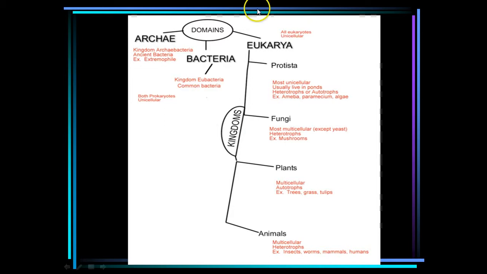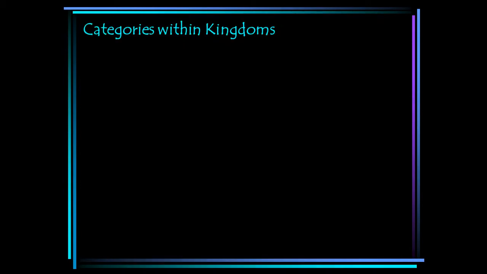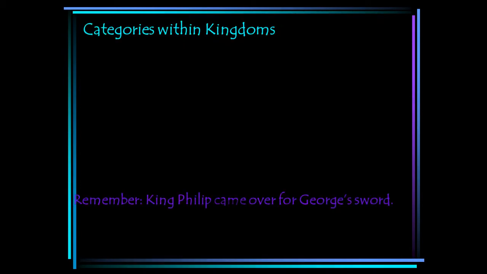This is an example of how the 6 kingdoms are broken down. You have the archaea, you have bacteria, and you have the eukarya. Eukarya means eukaryotic cells. Under eukarya, you have the Protista, the fungi, the plants, and the animals. These are kingdoms. These 3 are domains. So the domain is a larger grouping than a kingdom. So categories within the kingdom.